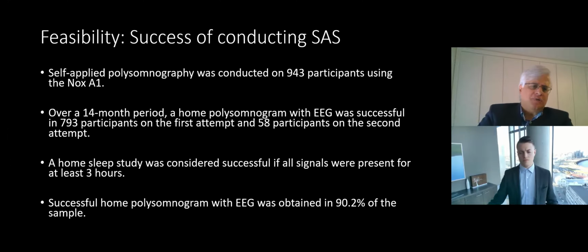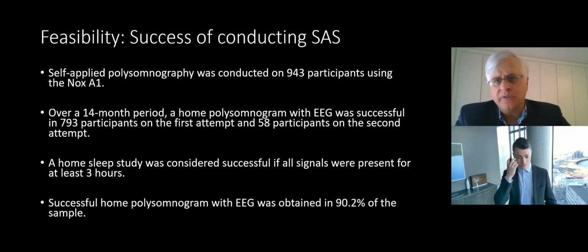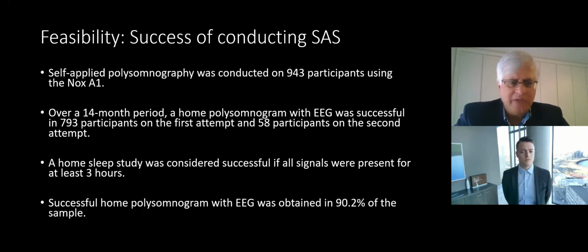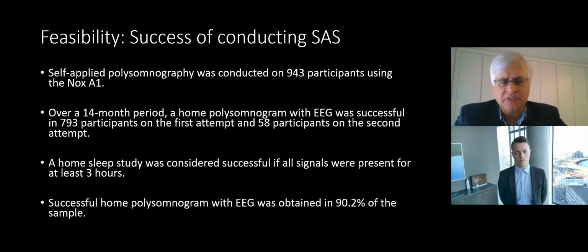So one of the questions for us was when we first started doing this, and I have to admit that we sort of did a deep dive into this, and fortunately we were quite successful. We, in collaboration with Nox, were able to complete a data set of 943 participants. It took us 14 months to go through these 943 participants in the MAX study.